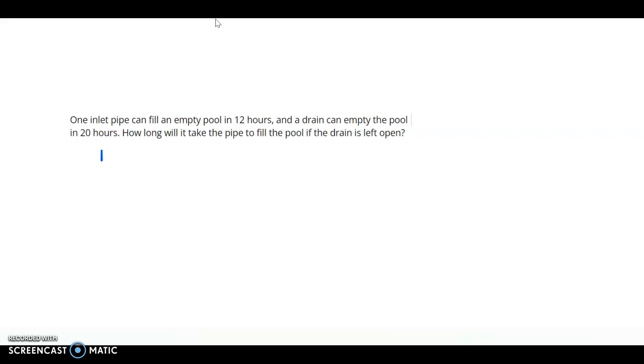But the pipe can fill it in 12, so we can make that 1/12. But we have to subtract the drain, which would be 1/20. And then together, we'll find how long it would take by just making it 1/x. Okay, and we need to figure out how long that will take if the drain is left open.